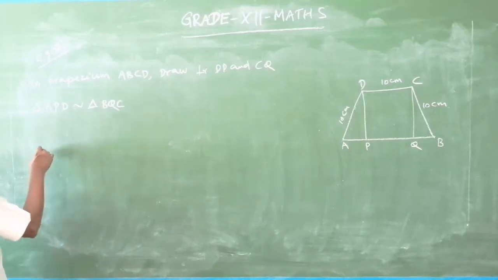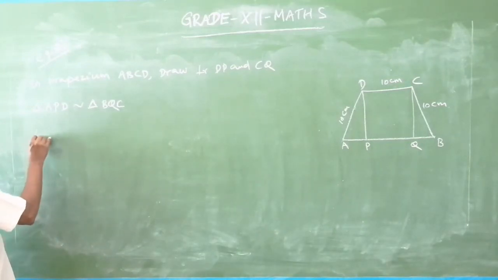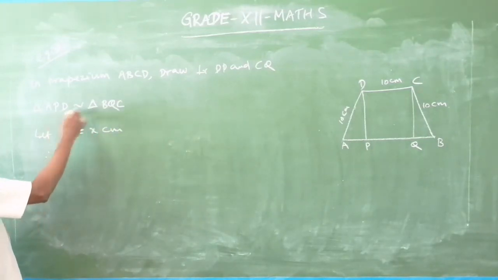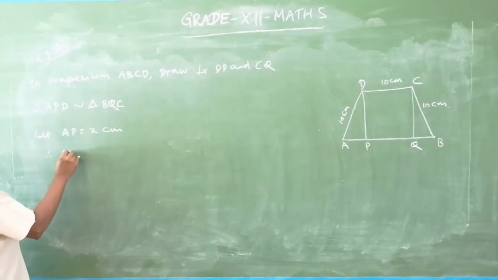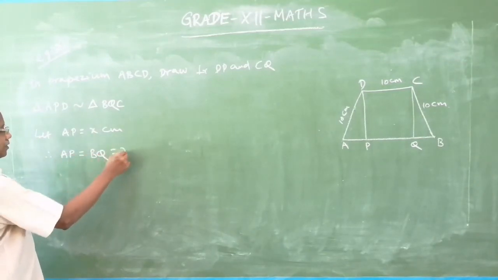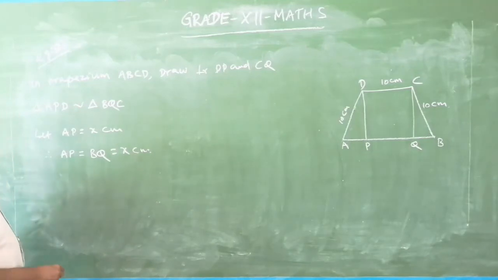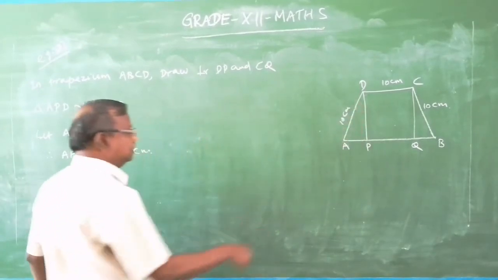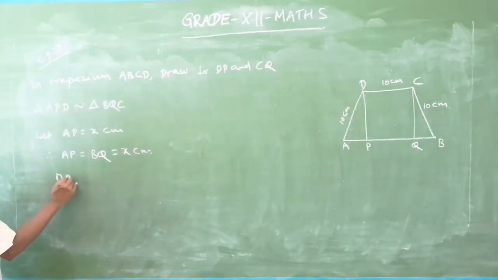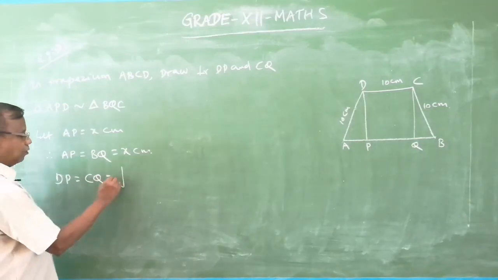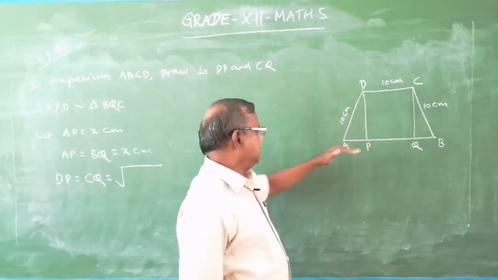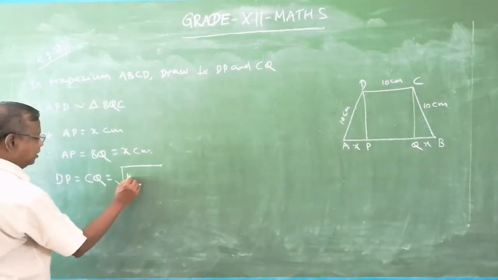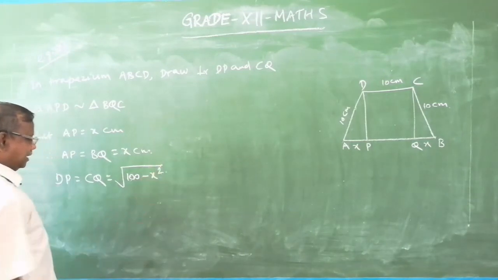Now, by similarity, let AP equal to x centimeter. So by similarity, AP equal to BQ equal to x centimeter. By using Pythagoras theorem, we have DP equal to CQ equal to root of 10 square minus x square. These two we consider as x. So 10 square minus x square, that is equal to 100 minus x square.